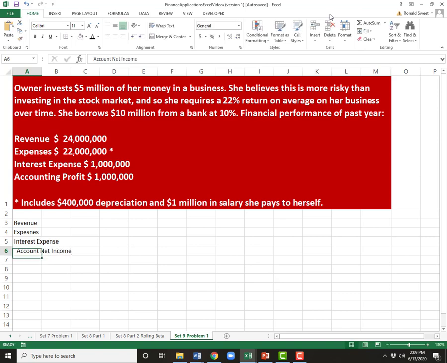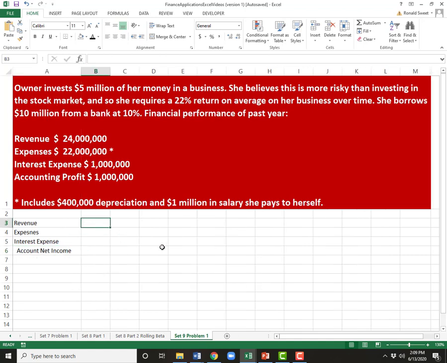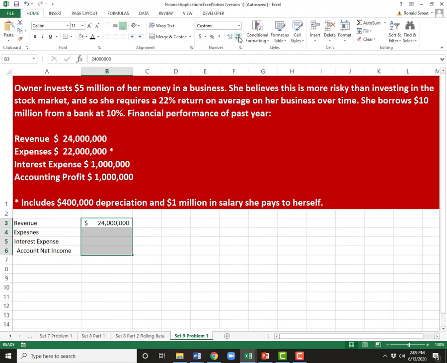I'm going to give myself a little bit more column here. And I'll set this up in B3 as my first number. You can notice the revenues is 24 million. And let's change our formatting to dollars with no decimal places. 24 million. Their expenses are 22 million. Interest expense, well, let's set up the interest expense.